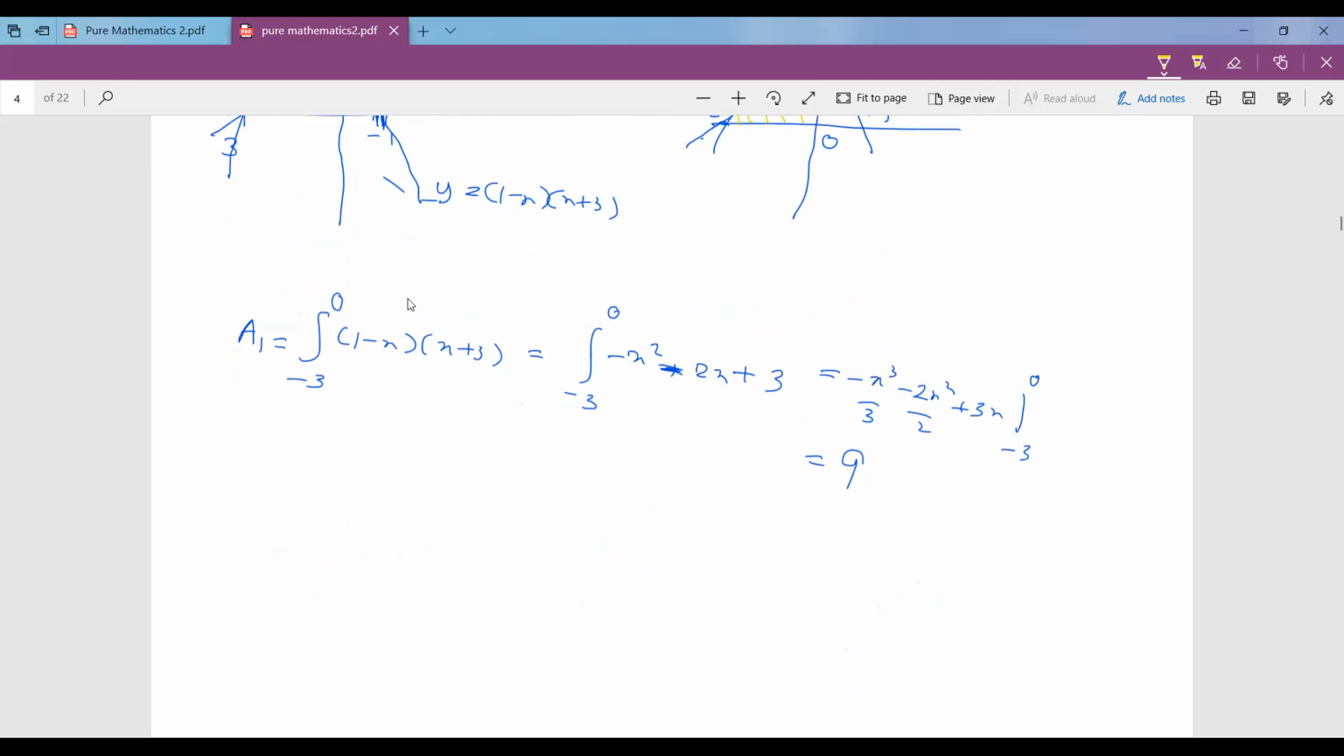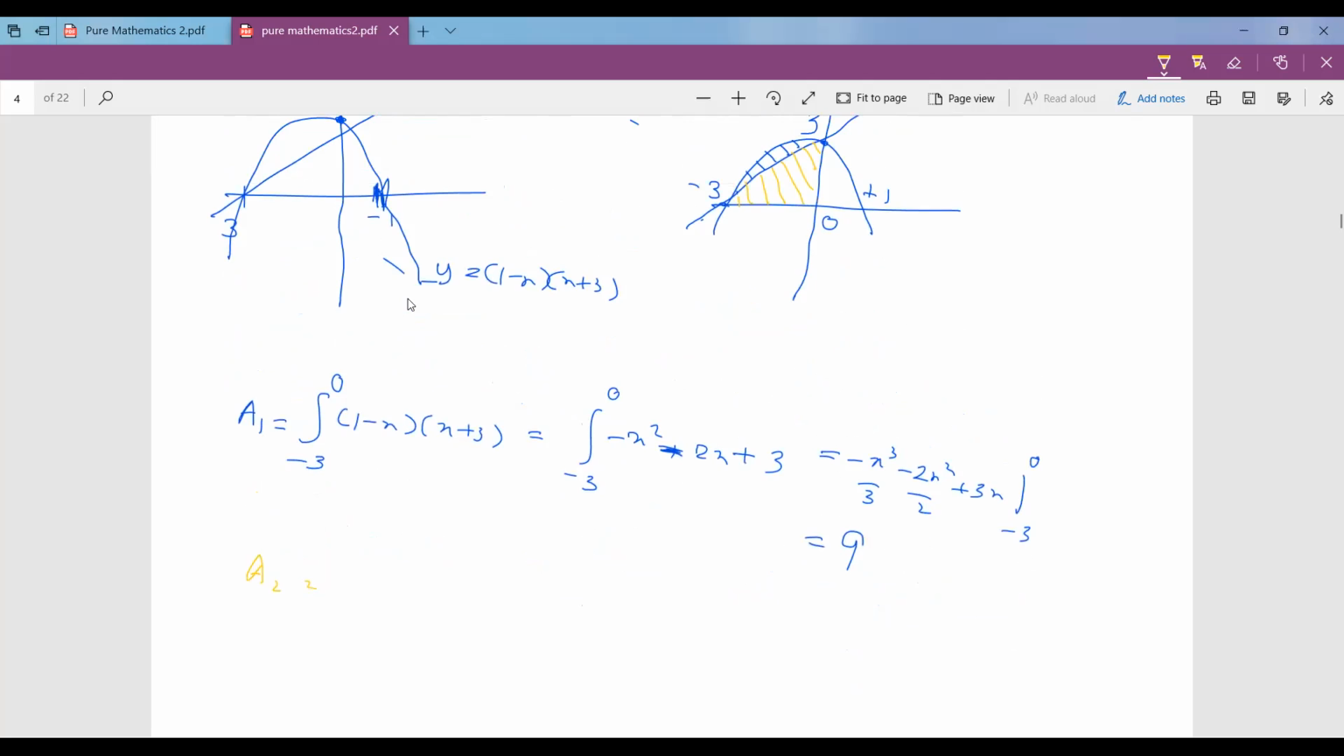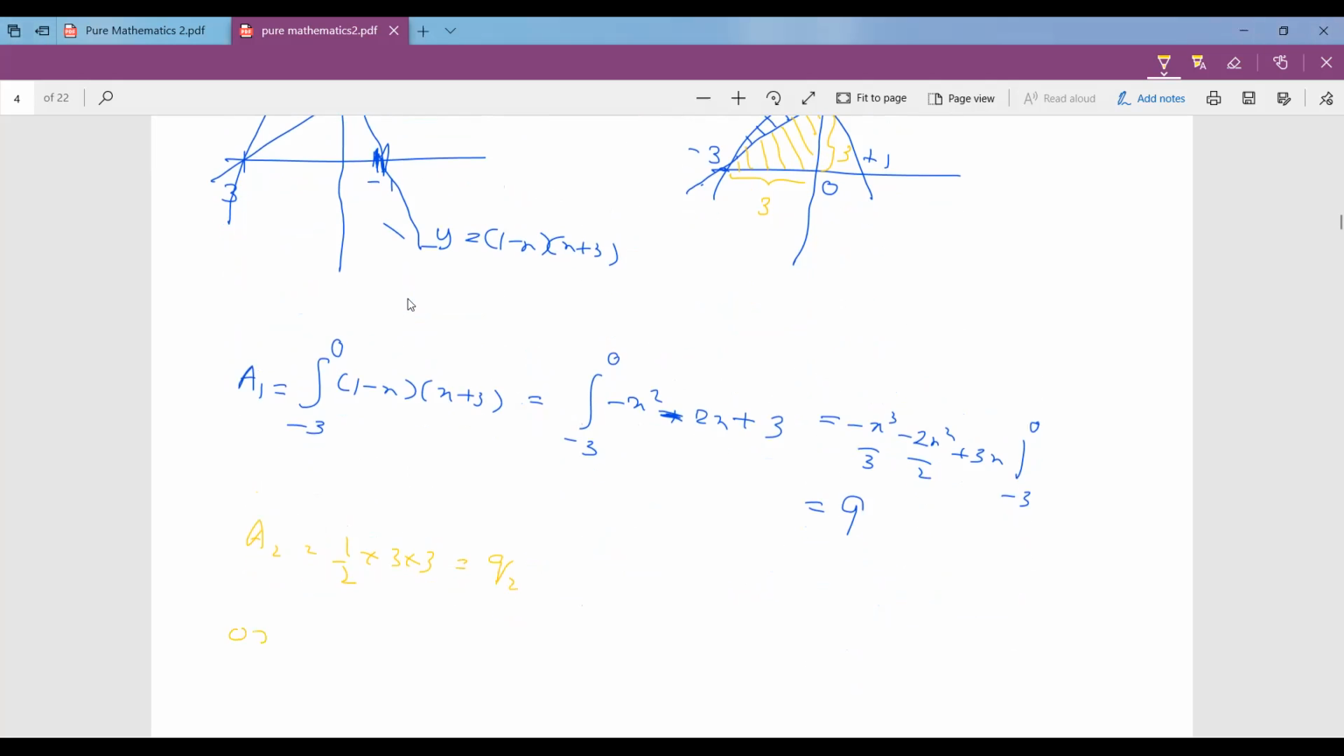So I just find that area A2, that is, it's a triangle. This triangle, here the base is how much? The base, the length is 3 and the height also 3. So that is half into 3 into 3, that is 9/2. Or you can use this technique as well. Or you can integrate the straight line from -3 to 0, x plus 3. There even you get the same answer, 9/2. You just work out and see, right?